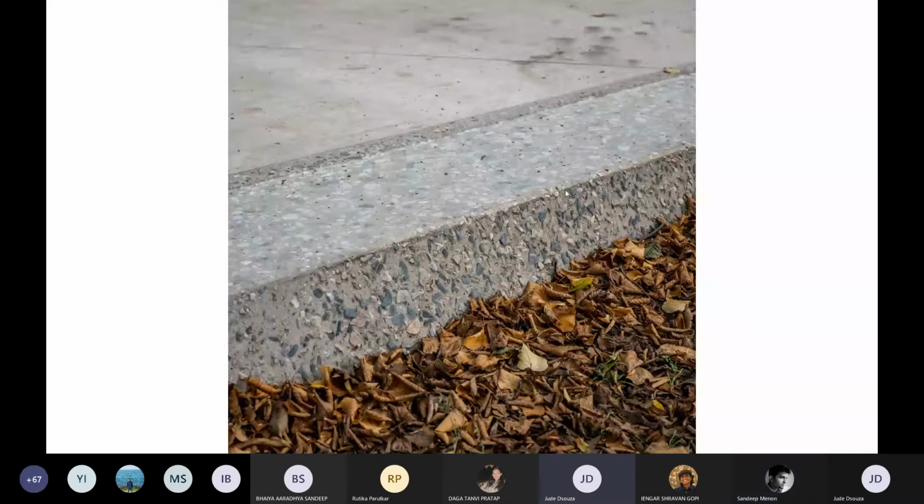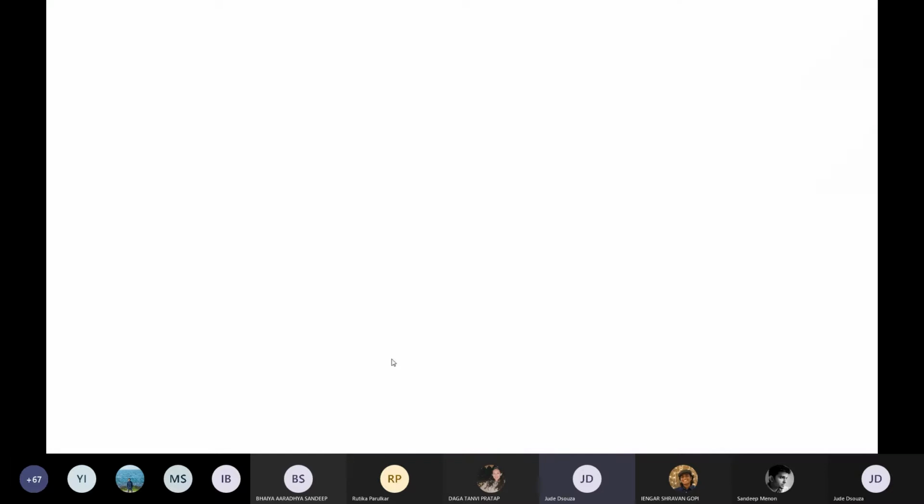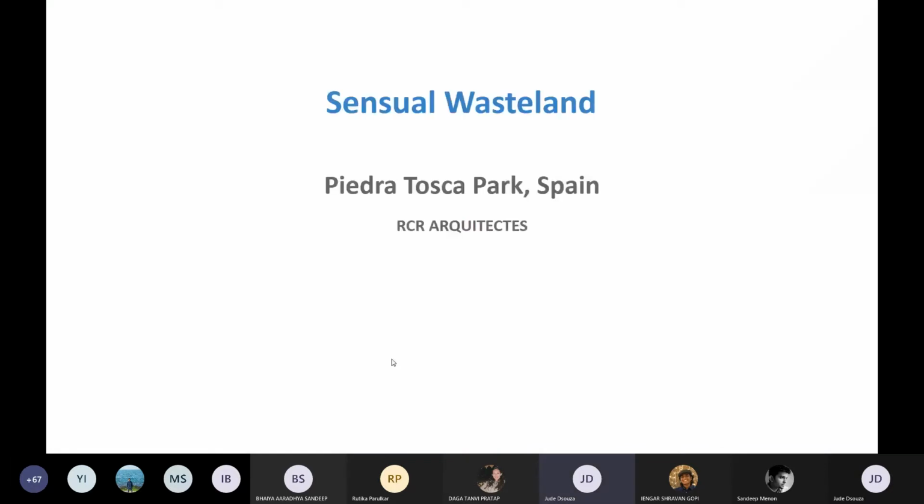So yeah, just a plan of the place where you see how it makes its way within an existing neighborhood. And so you can see all the elements that we saw across this plan. Now this next project is actually by RCR Architects. RCR, I hope you know, won the Pritzker 3 years ago.